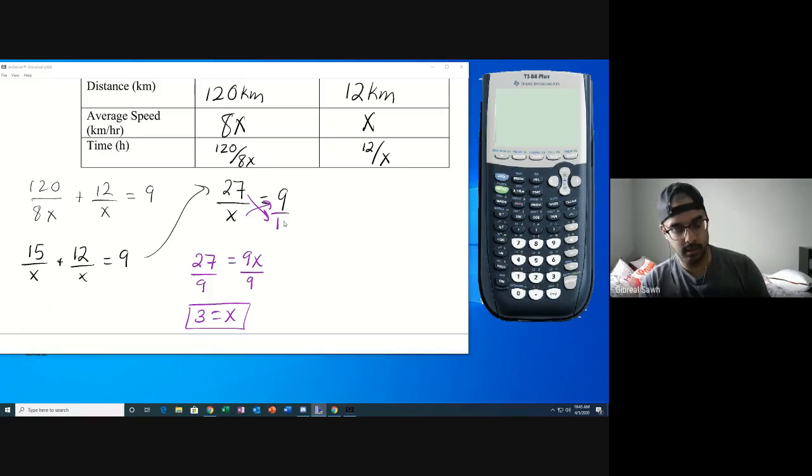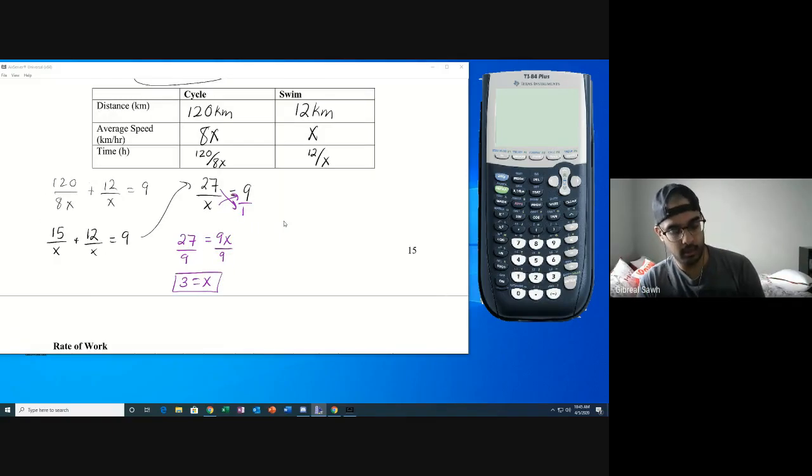Okay, so by doing that, this is now going to tell you that Shannon's swimming speed is 3 kilometers per hour. Now this is an average, so I should actually say average swim speed here. So let's move this. Shannon's average swimming speed is 3 kilometers per hour.